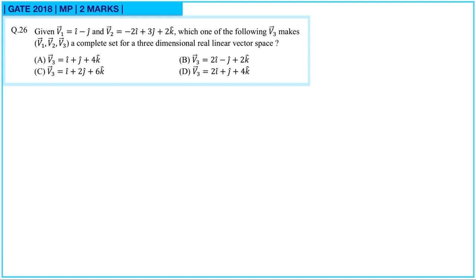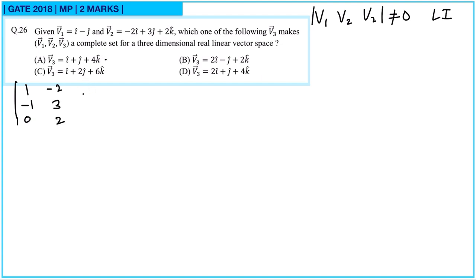Next, given v1 bar and v2 bar are given. Which one of the following v3 makes v1, v2, v3 a complete set for a three-dimensional real linear vector space? So that means these all should be linearly independent vectors. So this determinant of v1, v2, v3 should be not equal to 0. That means they will be linearly independent. So we have to check for all the options. So first one we have 1, minus 2, 1, minus 1, 0. This is v1. Then minus 2, 3, 2 is the second.